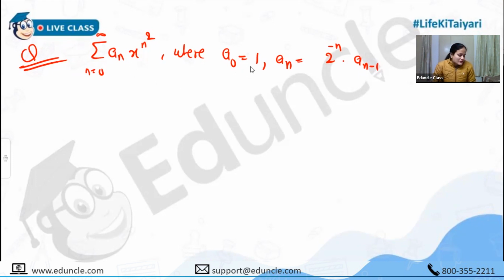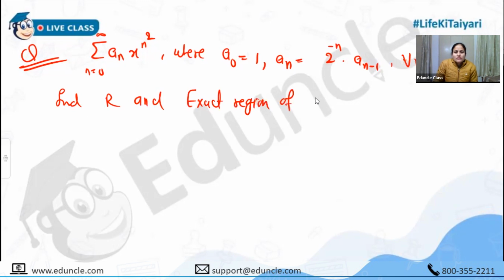So I have this series where a naught is equal to 1 and a_n is equal to 2 raised to minus n a_(n minus 1) for all n greater than or equal to 1. Okay, so here also we need to find the radius and the exact region of convergence, uniform convergence and absolute convergence.